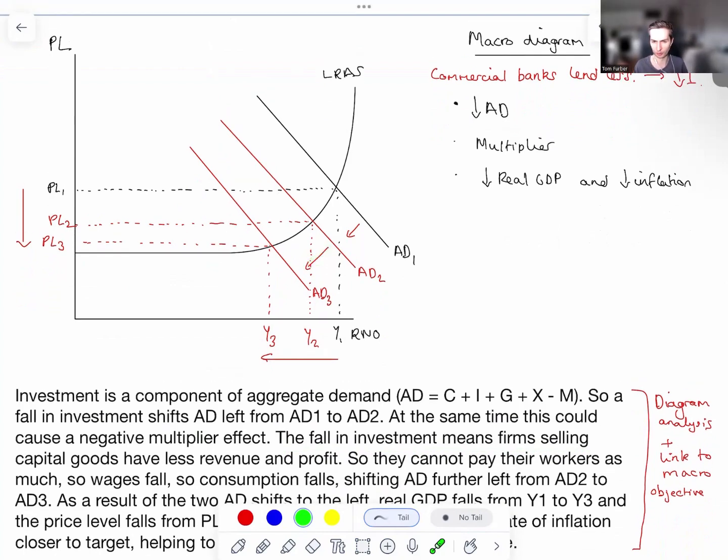That's a key thing to note about the multiplier effect. It's starting with a change in one of the injections, I, G, or X, leading to second round changes in consumption, which means that AD rises by or falls by an even greater extent than the initial change in AD.